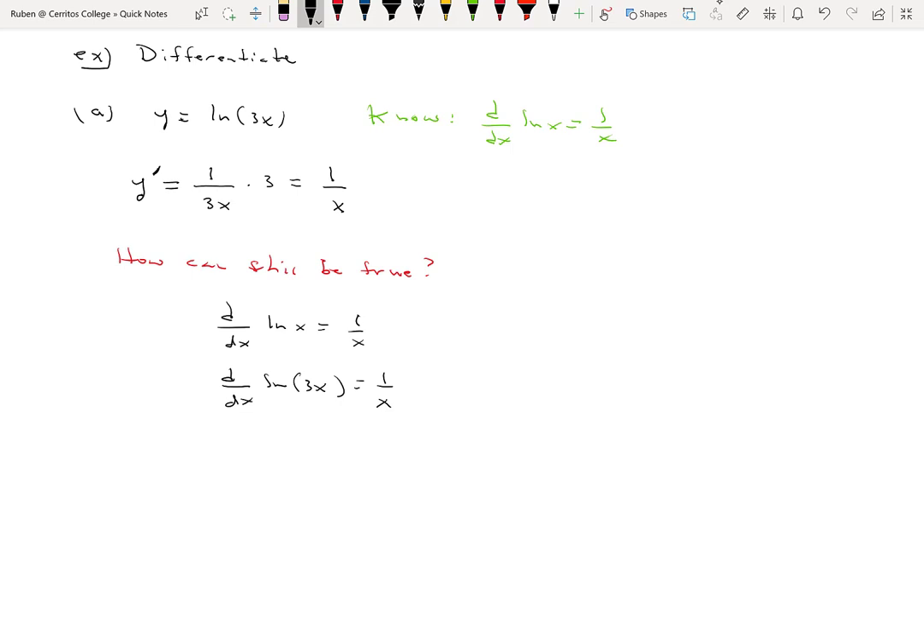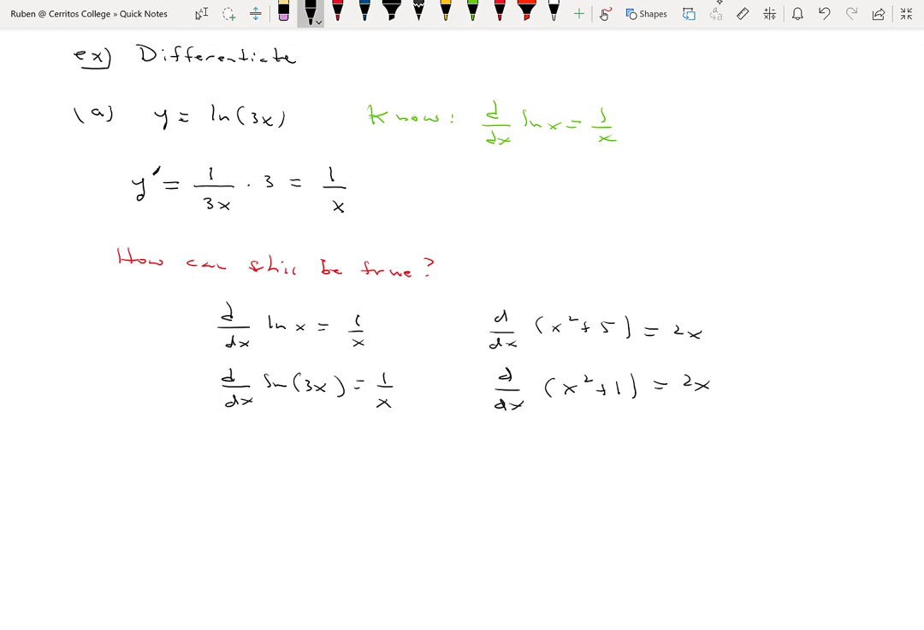How can two different functions have the same derivative? Is it possible for two different functions to have the same derivative? Of course it is. What's the derivative with respect to x of x squared plus 5? That's 2x. What's the derivative with respect to x of x squared plus 1? It's still 2x. Okay, well, let's think about the answer to my question earlier. How is it possible for two different functions to have the same derivative?